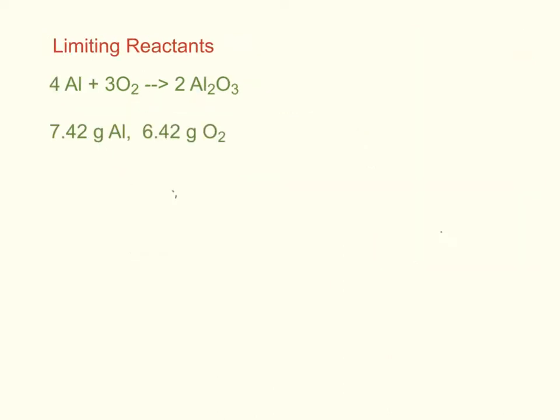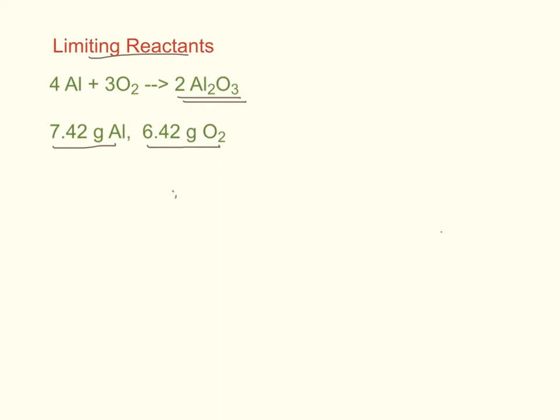It gets a little more complicated when we're talking about the limiting reactants or the limiting reagents. In this case, we have a problem that says if you combine aluminum with oxygen, you get aluminum oxide. And so if you have 7.42 grams of aluminum and 6.42 grams of oxygen, which one of those is limiting? Which one of those are you going to run out of first in making this reaction of aluminum oxide? And this problem may also ask you to go on to figure out how much aluminum oxide would be made when you have these two amounts.